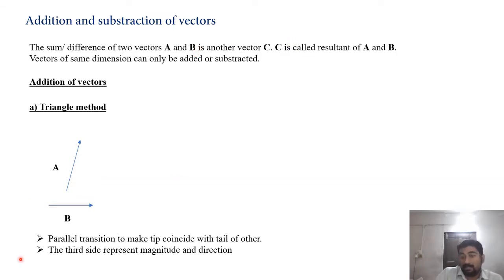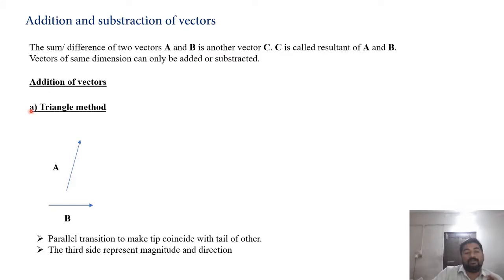And C is called the resultant of A and B. So A plus B is its resultant. We represent it by C. The vectors of the same dimensions can only be added or subtracted. That is, only quantities with the same dimensions can be added. In the first chapter we discussed how we can understand the dimensions. The velocity dimension is LT raised to -1. So a quantity with dimension LT raised to -1 can only be added to velocity. Velocity and displacement, whose dimension is L, can never be added. So only quantities with the same dimensions can participate in vector addition.